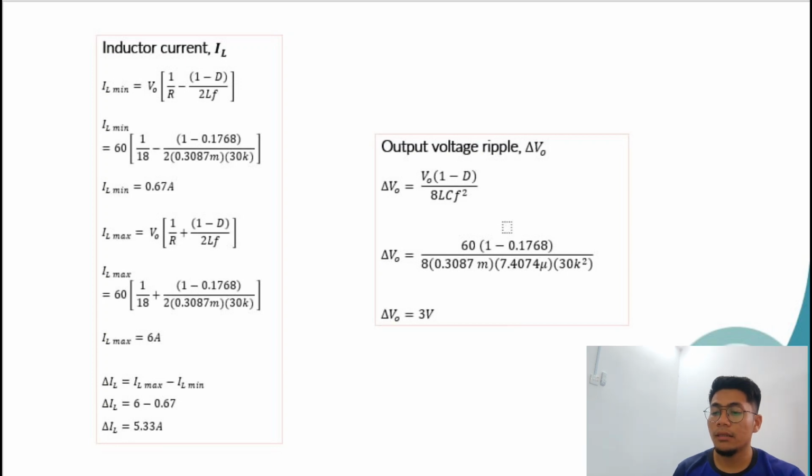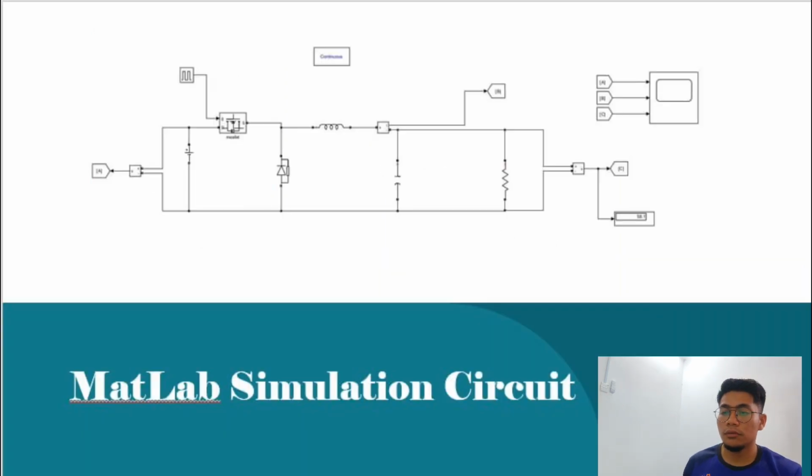For delta IL, we get 5.33 ampere, which is the difference between IL max and IL min. For the output voltage ripple, we get 3 volt. So we move to the simulation part in the MATLAB application.